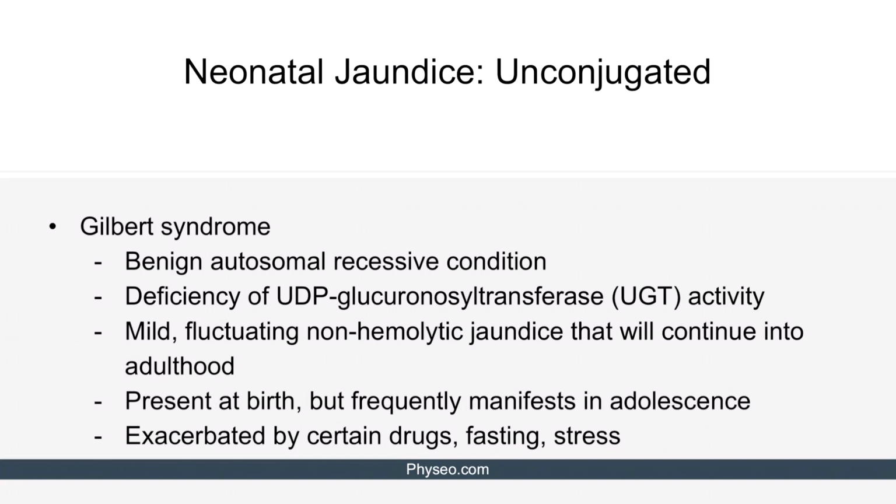Gilbert syndrome is an inherited condition that can lead to neonatal jaundice. This is a benign condition that's inherited in an autosomal recessive pattern. Patients with this syndrome will have a deficiency of the enzyme UDP glucuronyl transferase, which is also known as UGT. This deficiency results in a mild, fluctuating non-hemolytic jaundice. This condition may be evident at birth, but more commonly manifests in adolescence and continues into adulthood. The jaundice seen in Gilbert syndrome can be exacerbated by certain drugs, fasting, or stress.